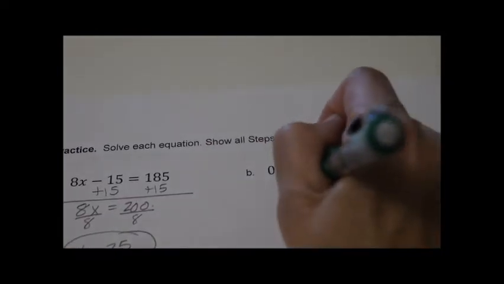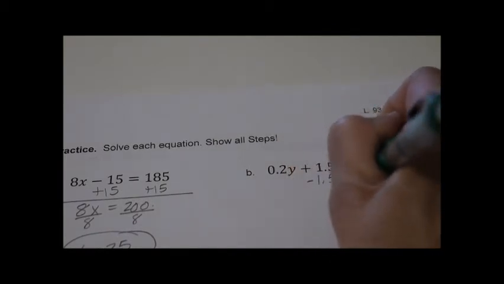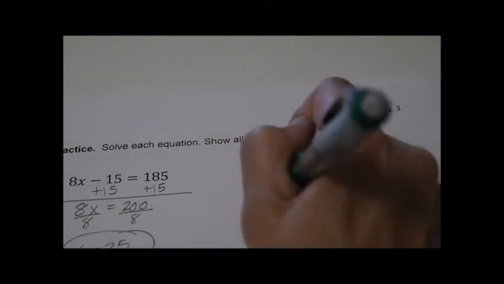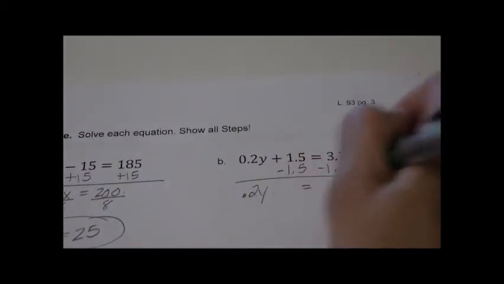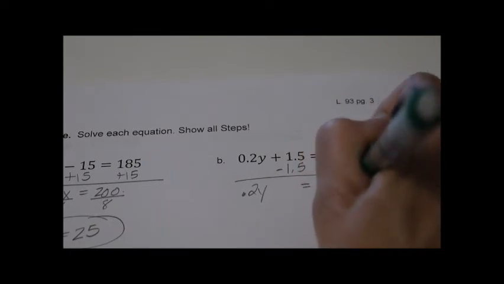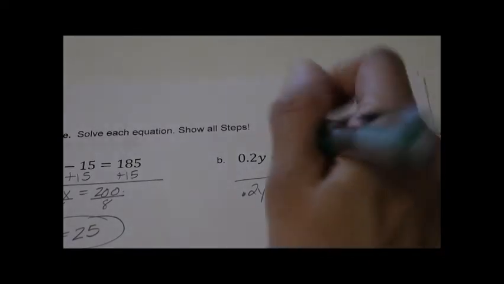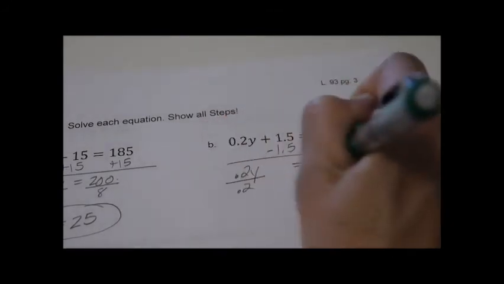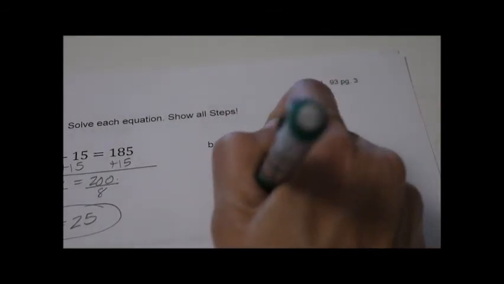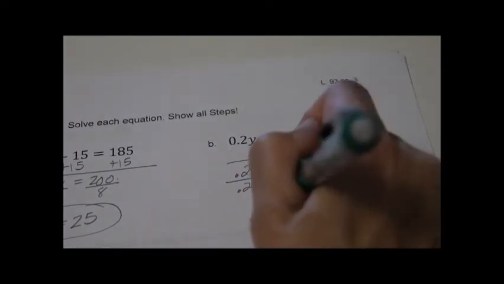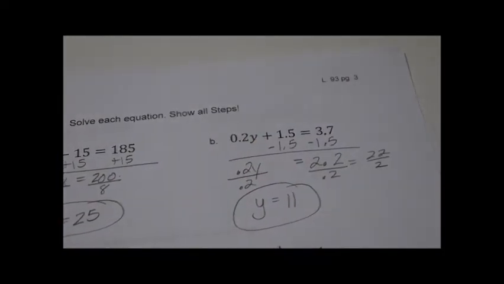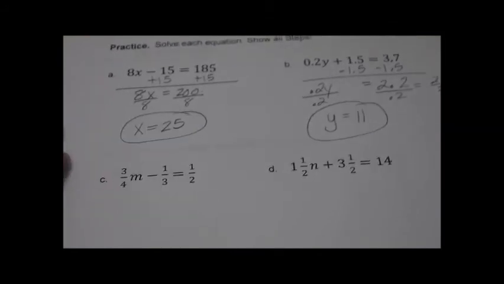Okay? This one, I want to get rid of the 1.5. So now I have 0.2y equals, and this is subtraction, vertical subtraction. Line up the decimals, so now I get 2.2. Divide by 0.2. And we get y equals, that's the same as 22 over 2. So y equals 11. Like I said, I'm going to cruise through these pretty fast.